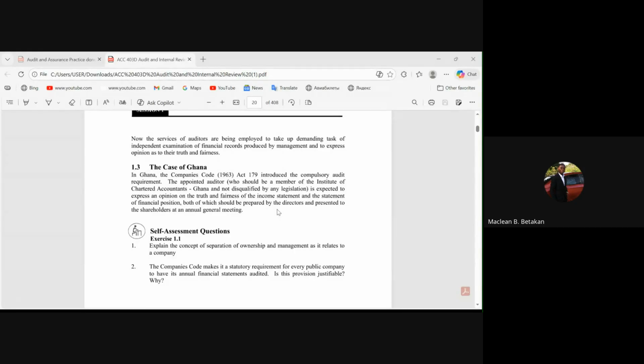Is it to management or at the AGM? At the AGM. Why do you think auditors are not allowed to give their reports to management? Management will correct the errors committed by them. Management will say, what have you done? They will not want you to present what you have found.